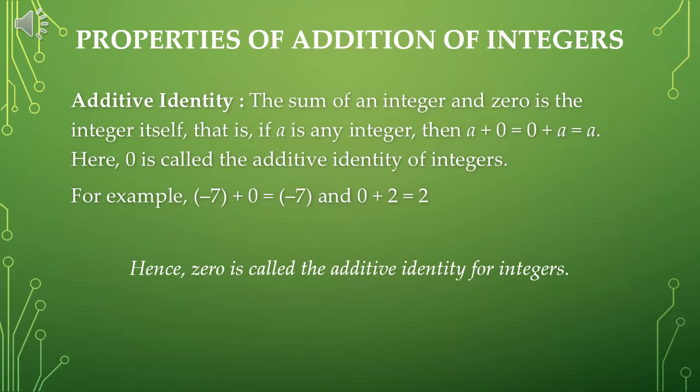Now let us discuss the additive identity. Earlier we studied the additive inverse. What is additive inverse? If you have any positive number, then the negative of that same number is the additive inverse. Like if you have plus 2, then minus 2 will become the additive inverse. And if you have minus 2, then simply plus 2 will become the additive inverse.